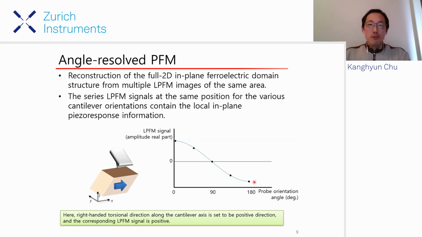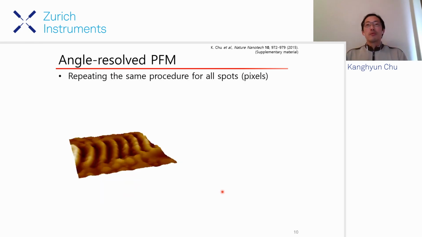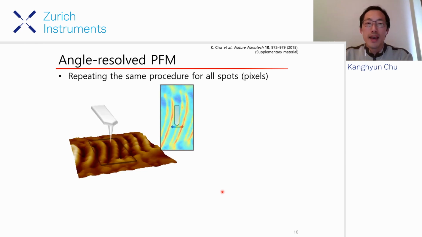So if we have multiple lateral PFM images obtained from various tip-sample relative orientations, then we can reconstruct the in-plane piezo response map. So this is a demonstration of how we can do that.